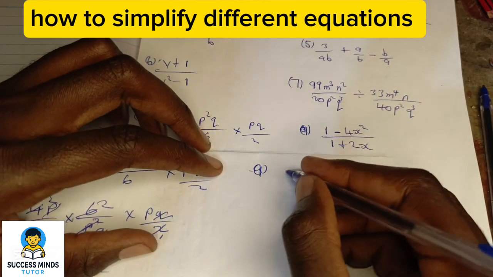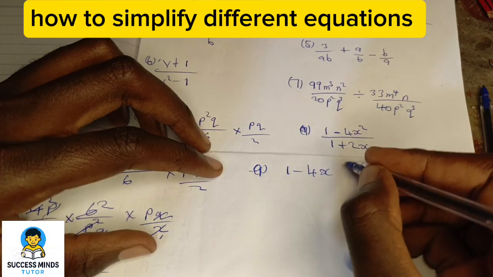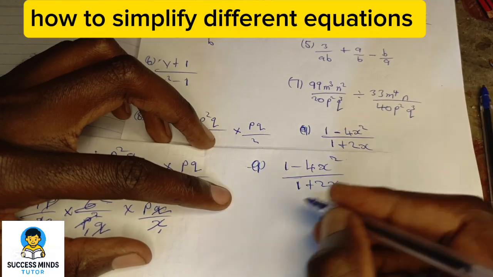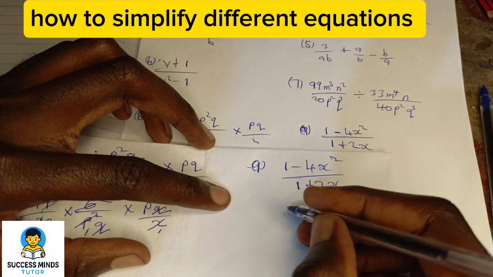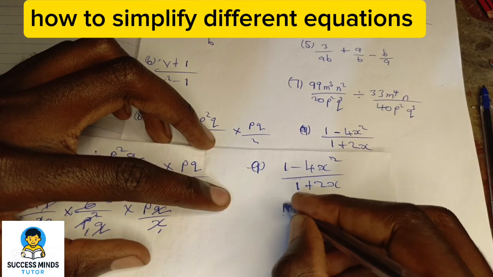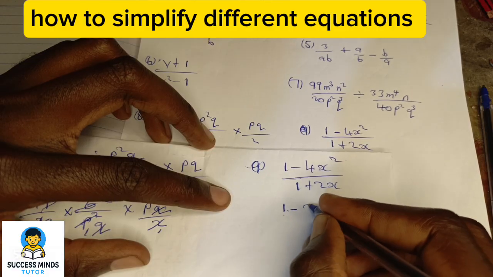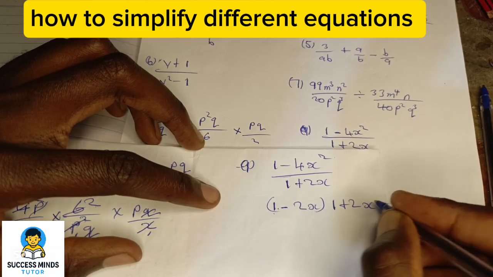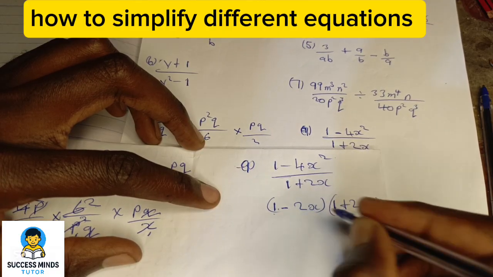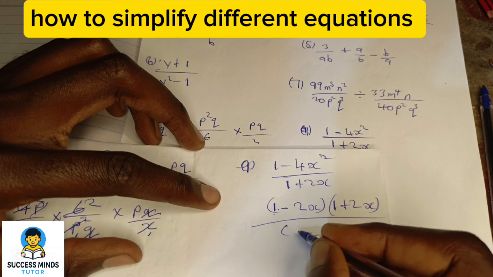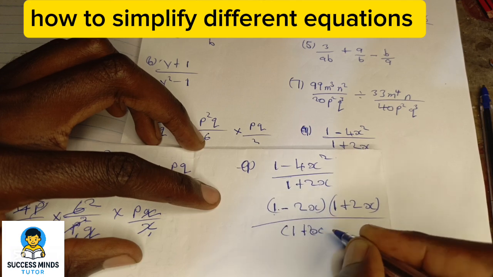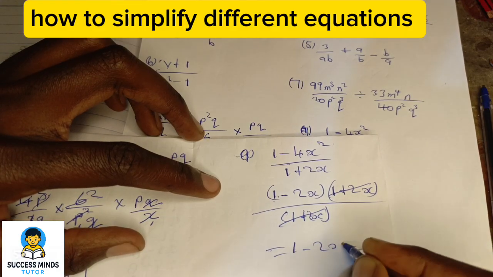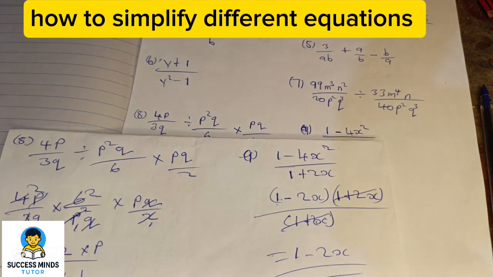Our question 9 says 1 minus 4x squared over 1 plus 2x. So here, guys, what we're going to do is say 1 minus 2x, close bracket, then 1 plus 2x. When you multiply this, it will give us 4x squared. So this one goes, that one goes. Our answer goes to 1 minus 2x. So just like that, guys, you have simplified.